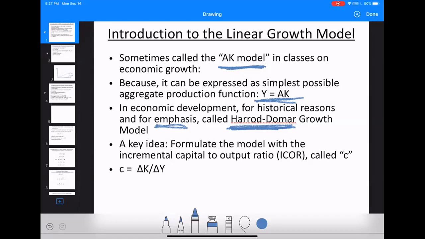So a key idea then is to formulate the model with what's called the ICOR, the incremental capital to output ratio. And it's called C for the symbol. And C, the ICOR, simply says, okay, for any given amount of increased output that we would like to see, how much increased capital stock does that entail? So, as an example, in the case that we just saw, if we mean for our increase in our output to be 1 unit, correspondingly, how many units of capital will that require? And the answer for the case we just talked about was 2. The ICOR then was 2.